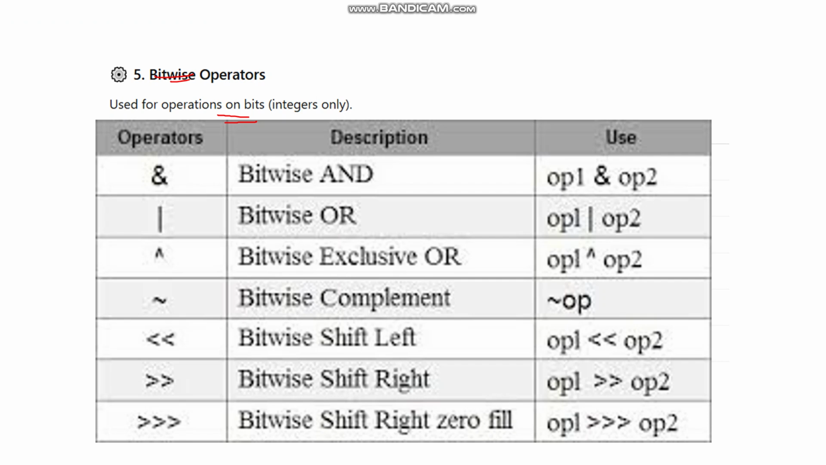Now see this one. The first operator is the ampersand symbol. The single ampersand symbol is called bitwise AND, meaning op1 and op2. The single pipeline symbol is called bitwise OR, and this caret symbol is called bitwise exclusive OR, and this is called the bitwise complement symbol. Two less-than symbols is called the bitwise left shift operation, and two greater-than symbols is called the bitwise right shift. Next, these symbols are called the bitwise right shift where zero has been filled in. This is about the bitwise operators.